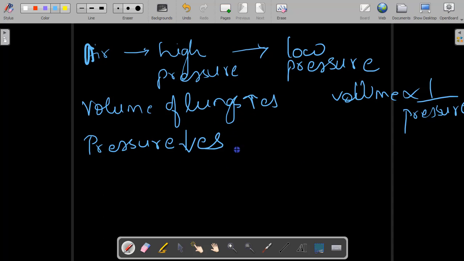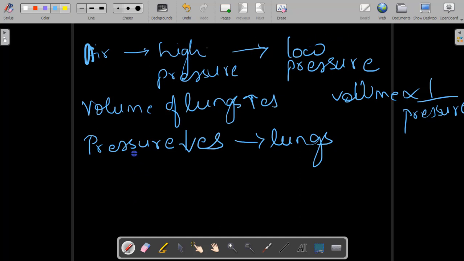Now the pressure inside the lungs is less, right? And the outside pressure, the atmospheric air pressure, is more. And according to this concept, what happens? Air always moves from the region of high pressure to the region of low pressure.